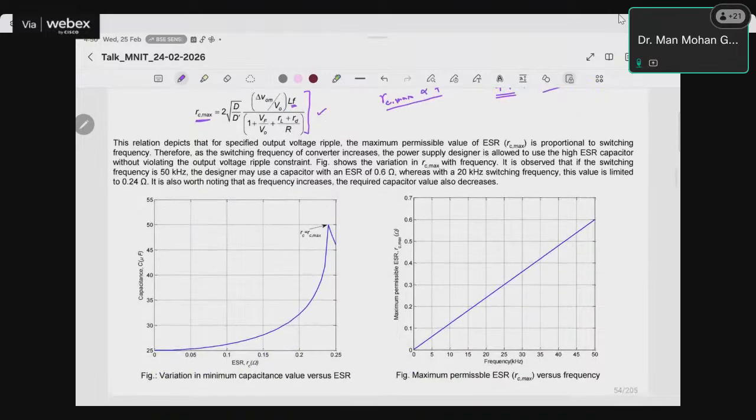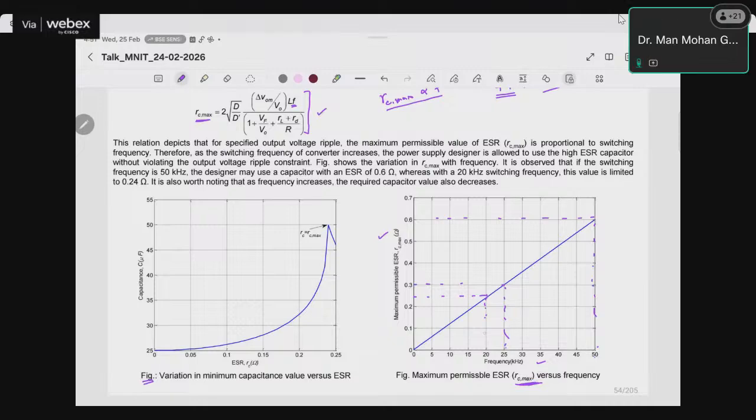This figure shows the variation in RC max with reference to frequency. It is obviously proportional, so if you double the frequency, then ESR also gets doubled. That's the whole idea. If at 20 kilohertz frequency it is 0.3, then at 50 kilohertz frequency it is 0.6, so it just gets doubled. It is observed that if the switching frequency is 50 kilohertz, the designer may use a capacitor with an ESR of 0.6 ohm, whereas at 20 kilohertz frequency this value is limited to 0.24, this one.